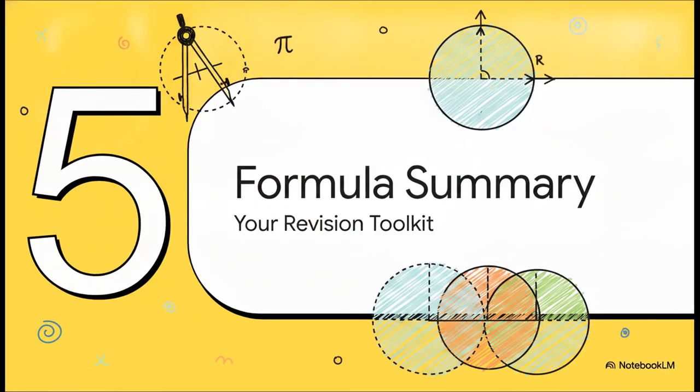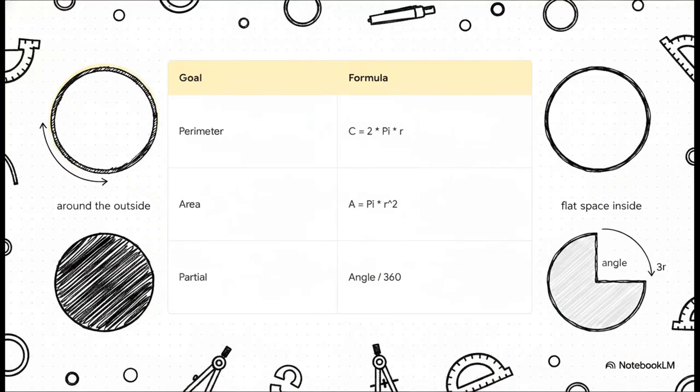Section 5. Formula Summary and Tips. Here is your cheat sheet summarizing the core equations. If you want the outside boundary, use C equals 2 pi r. If you want the flat space inside, use A equals pi r squared, and if you only want a fraction of either one, just multiply your formula by your angle divided by 360. You're definitely going to want to keep this cheat sheet handy to keep these formulas fresh in your mind.